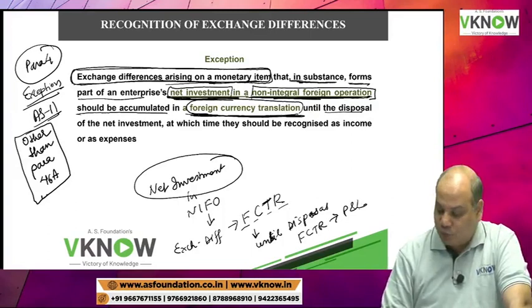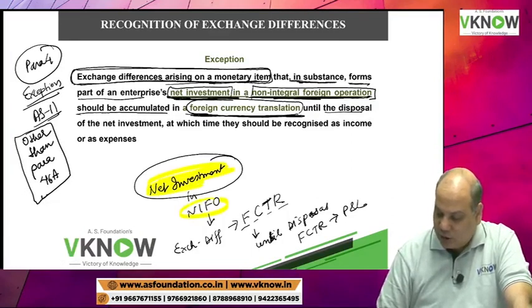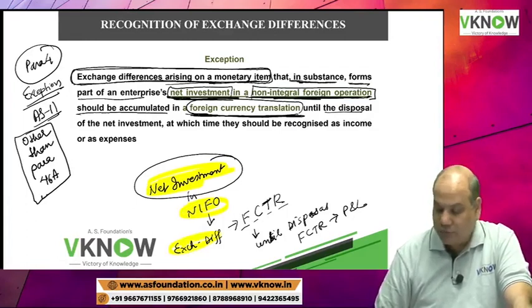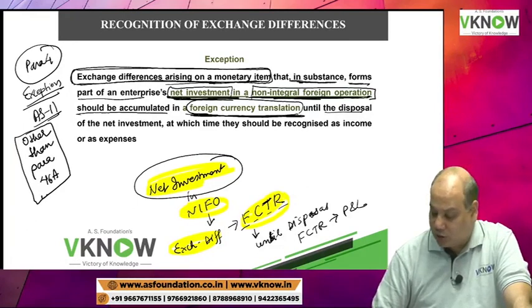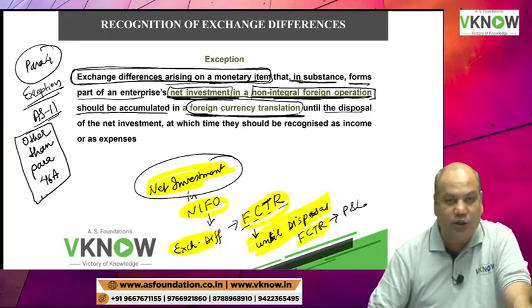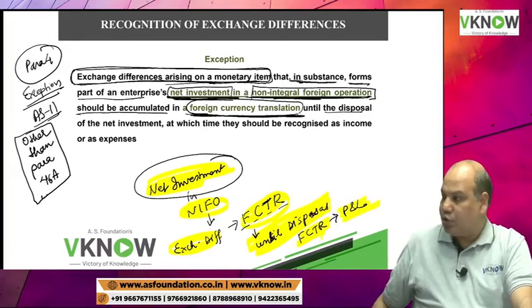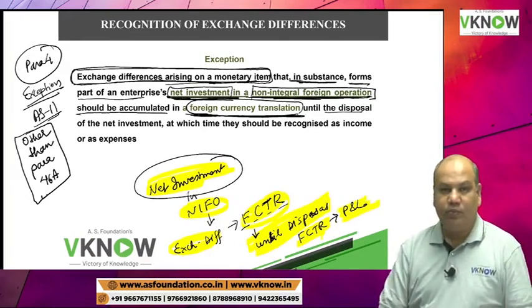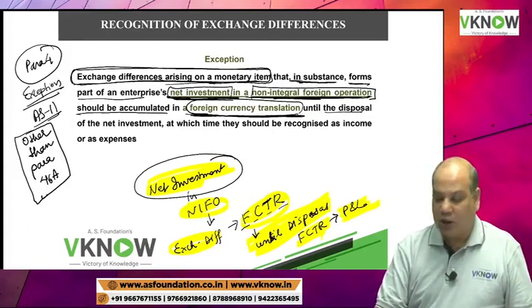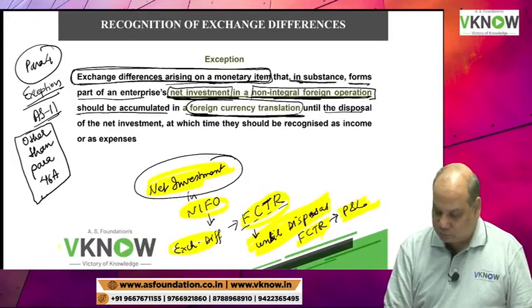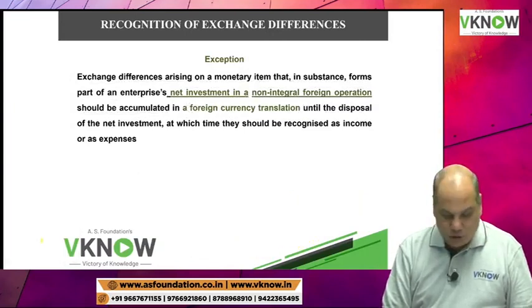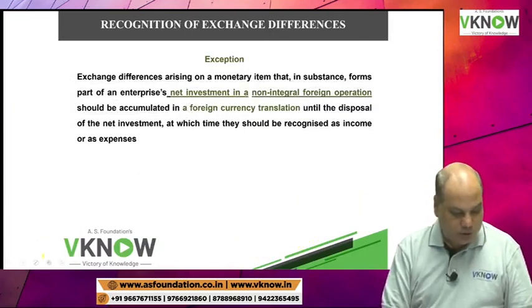So in case you have once again net investment in a non-integral foreign operation, exchange difference will be first transferred to FCTR, and when the non-integral foreign operation is disposed, sold, then the balance in FCTR will be transferred to P&L account. Till that time, you are going to keep it in FCTR only. Okay. So this is para 4 exception.